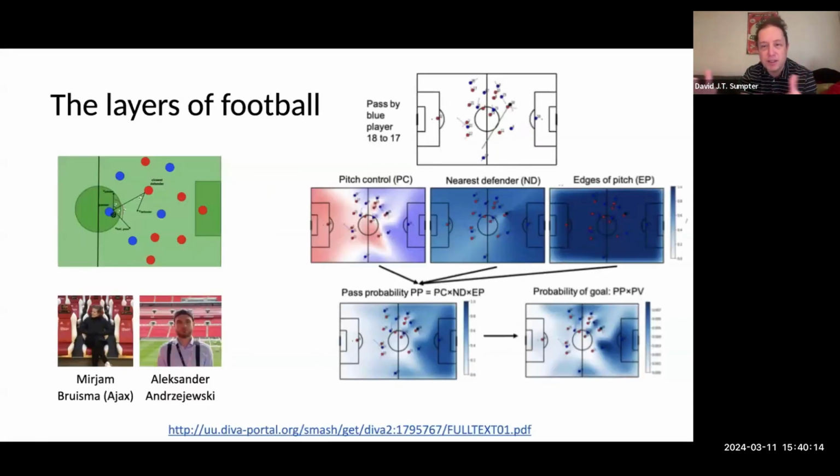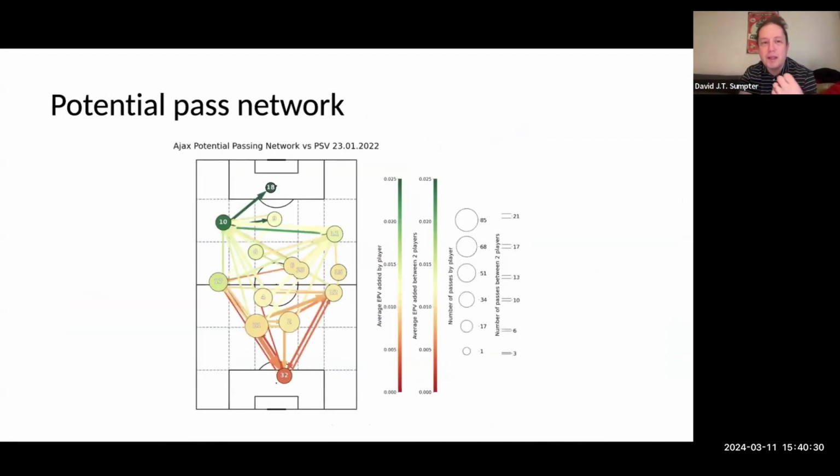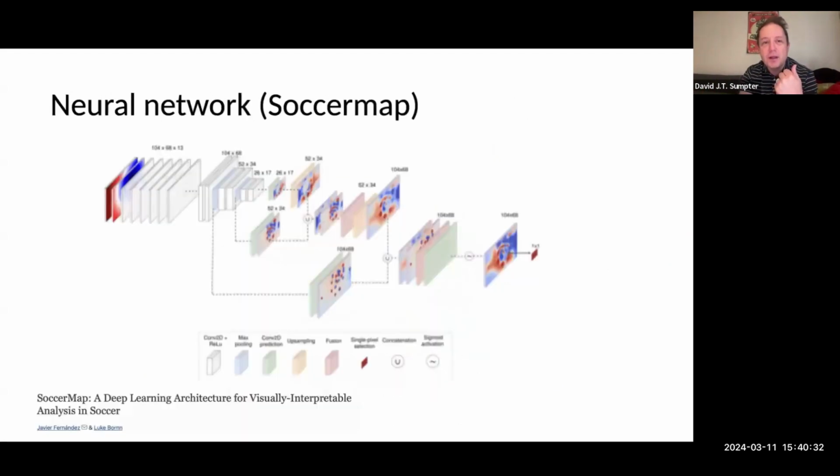I'm not going to go into the details here. You'll notice I haven't really gone deep into any of the details of how we do this. But what I want you to get across here is this layers of football approach: what we're trying to do is build up the mechanisms that really make up football. And from that, we can get the passing network. That can be contrasted with the machine learning approach.